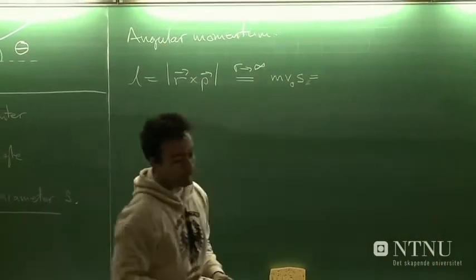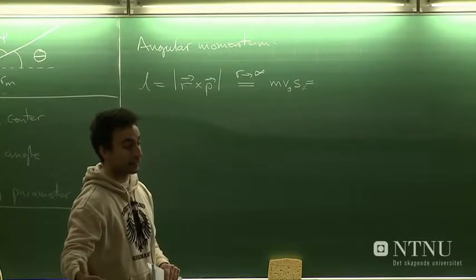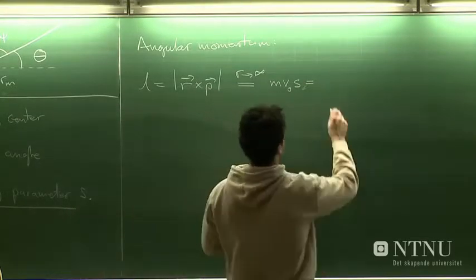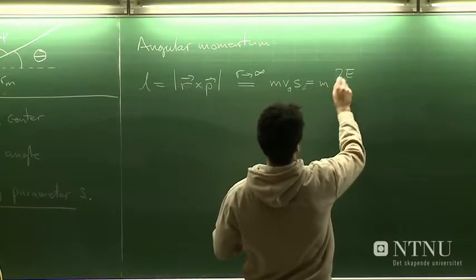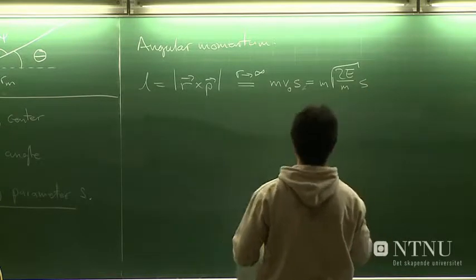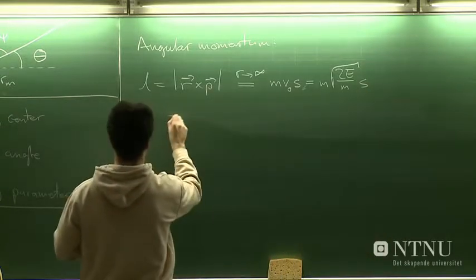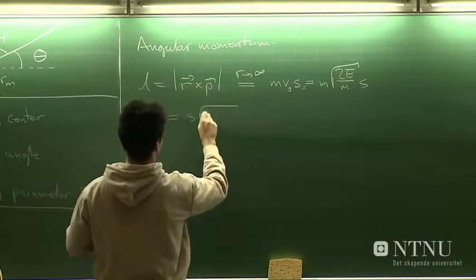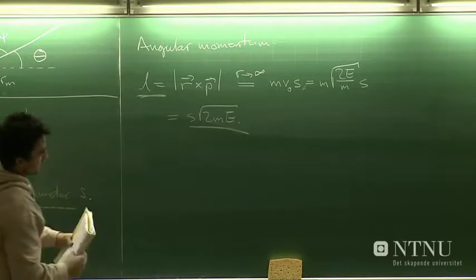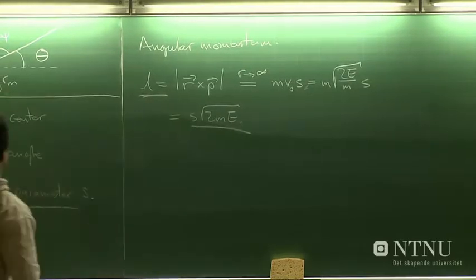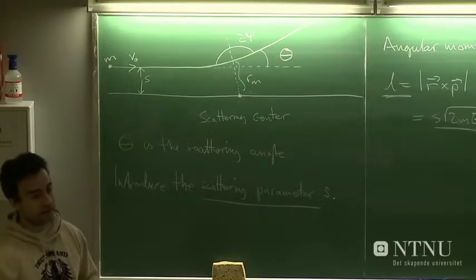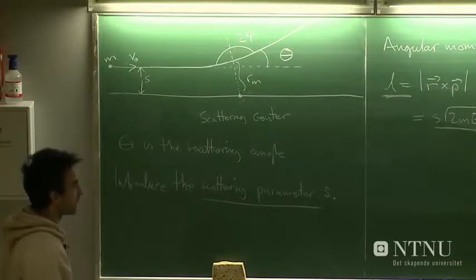We can rewrite this a little bit more because we know that at infinite distance we only have kinetic energy. There's no potential energy. So we see that the scattering parameter s, this distance here, is in fact determined by the angular momentum and the energy if you consider fixed masses of the incoming objects.